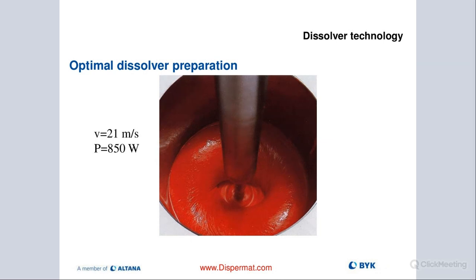So if we have an optimized dissolver batch, as we like to call it, we want to see that donut. In this case, we're running at 21 meters per second, and we are putting in about 850 watts of energy, so we know, okay, this looks pretty good. We run this probably between 15 to 30 minutes. That's usually a good time frame for pre-dispersing our slurry before we would move over to a media mill.